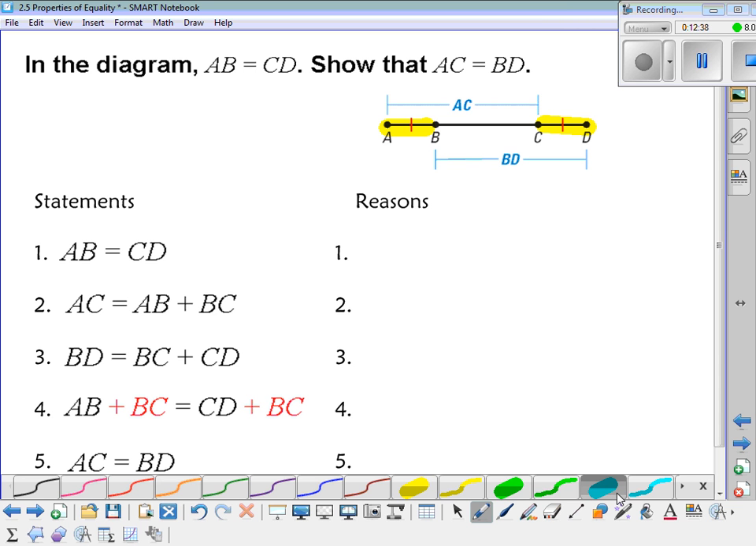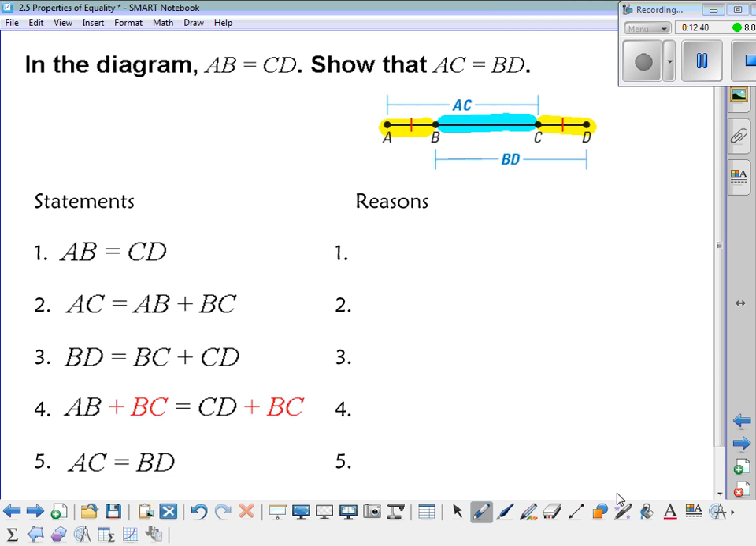And if I look at it, both AC and BD have BC as part of them. So all we're doing is AC is having this little yellow piece on the left added on, whereas BD has the same size piece being added on to the right side. So since we're adding the same length onto the same piece, it makes sense that they are equal to each other. So that's what we're going to show step by step in a logical progression.